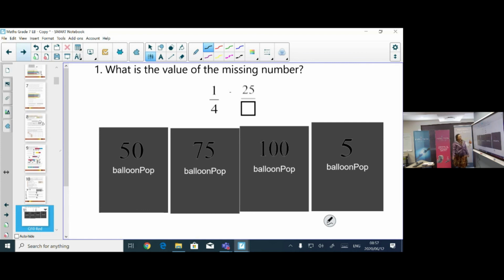And the correct one, I don't think is this one. I don't think is this one. I don't think is this one. No, I'm teasing you. The right answer is 100.